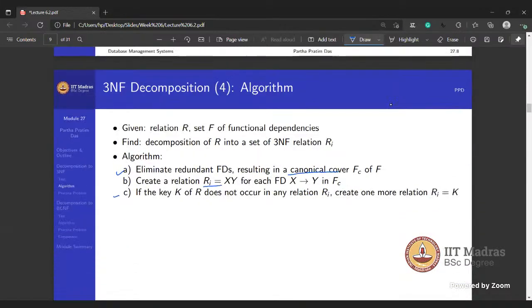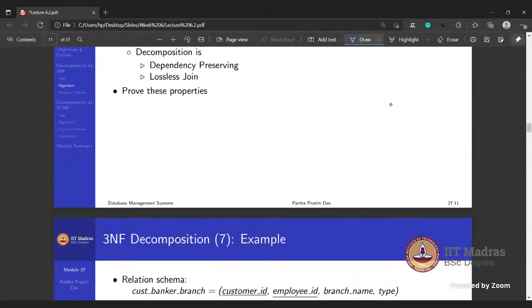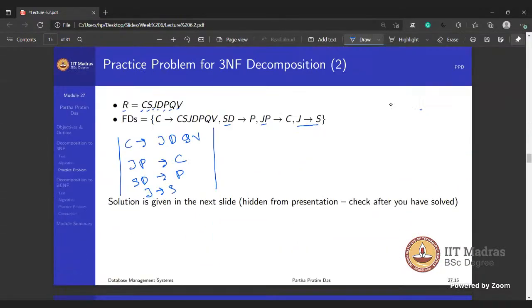Okay, see, we have found the canonical cover. Then you have to create a relation Ri equal to Xi for every FD. So make relations for every FD. R1 will be C J D Q V, R2 will be J P C, R3 will be S D P, and R4 will be J S.